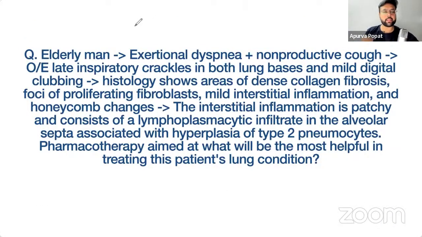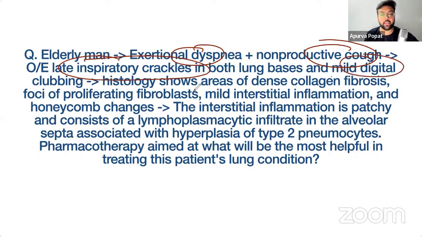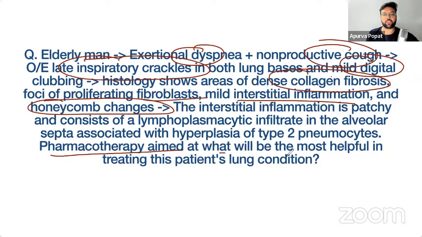An elderly man is coming to you with exertional dyspnea. He has a non-productive cough. There are late inspiratory crackles in both lung bases. There is mild digital clubbing. Histology shows areas of dense collagen fibers and foci of proliferating fibroblasts, mild interstitial inflammation, and honeycomb changes. By now you already have some diagnosis in your mind. Pharmacotherapy is aimed at which of the following that can help this patient in preventing the said pathology?